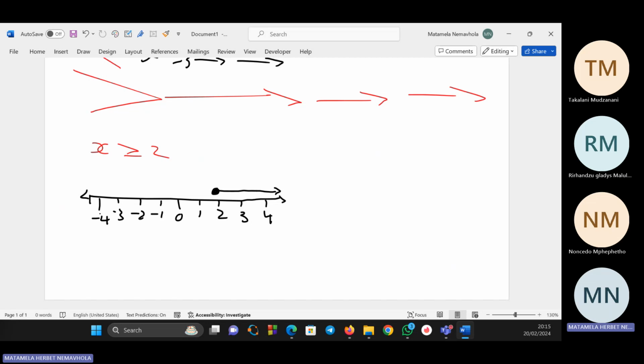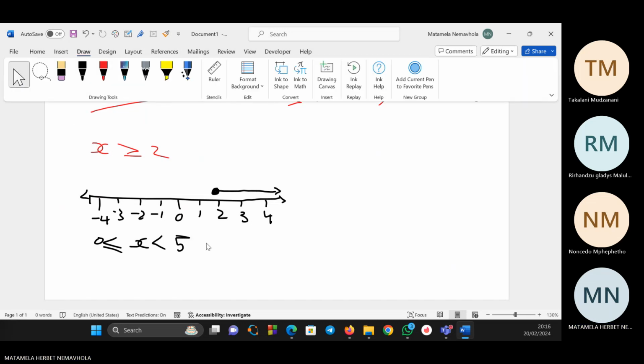So sometimes they might ask you to draw a number line where it has to start maybe at 0, 0 is less than or equal to x, and x is less than 5. So you have to draw a number line for that. In order to draw a number line for this one, we do the same again.